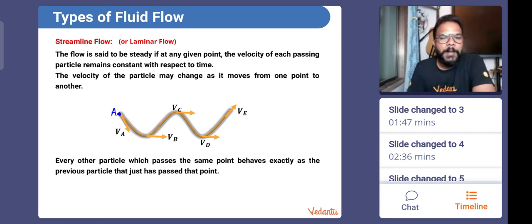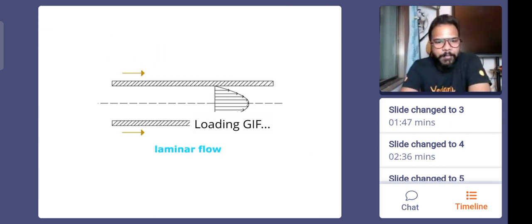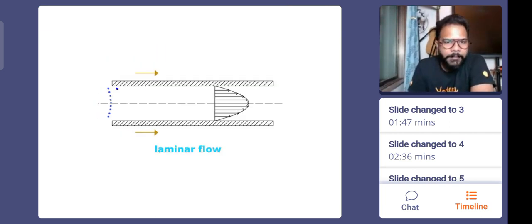Every other particle which passes the same point behaves exactly as the previous particle that has just passed the point. I'll give you a graphic image file to give you the idea. You can see that the central particles are moving relatively faster. But all these particles, when they will be crossing point A, will have the same velocity, the particles which will pass through this point.